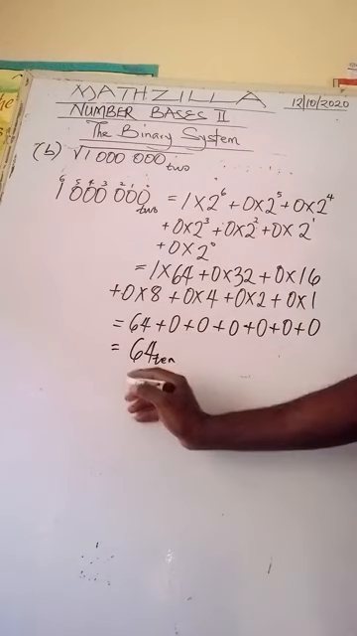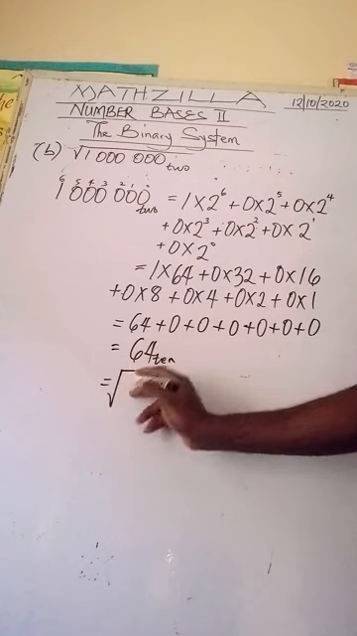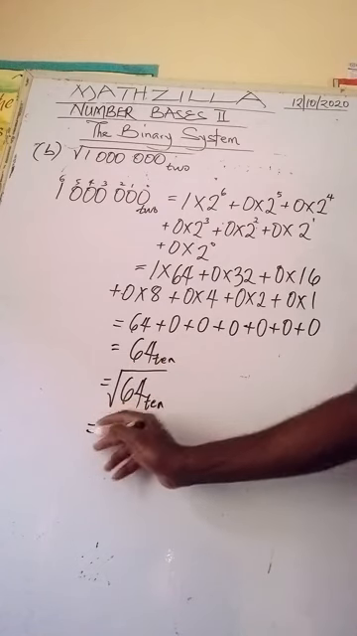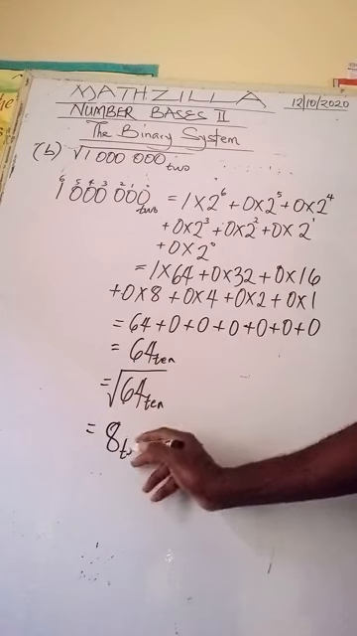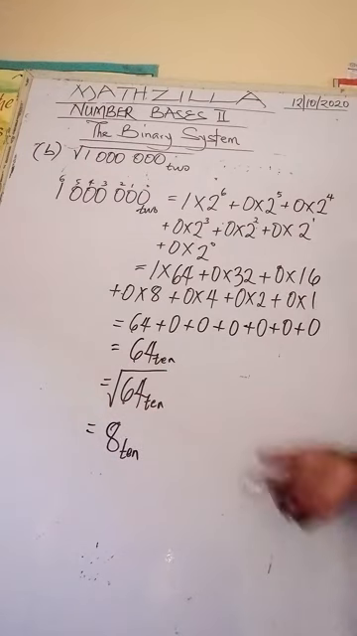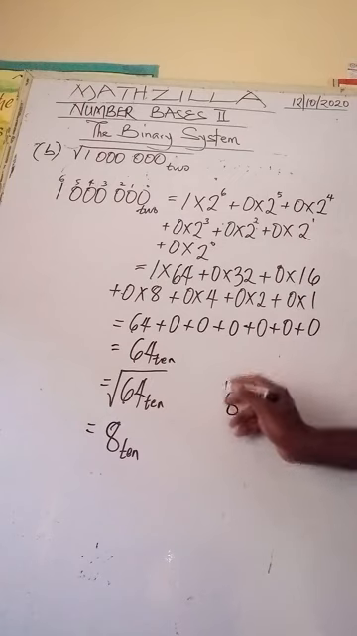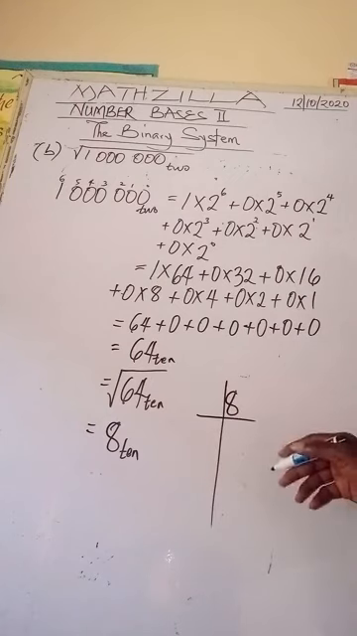Remember, square root. So we'll take the square root now of 64. And what is the square root of 64? The square root of 64 is actually 8 base 10. So this could have been our answer, but remember the instruction, we are asked to change it back to base 2. So quickly, we'll take it to base 2, divide repeatedly by 2.